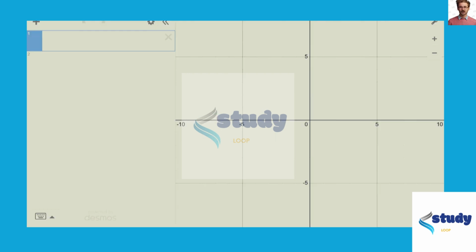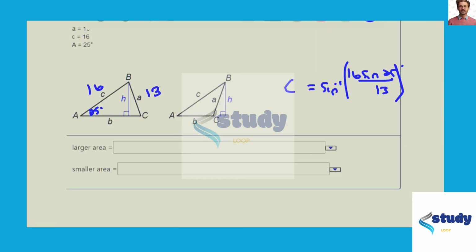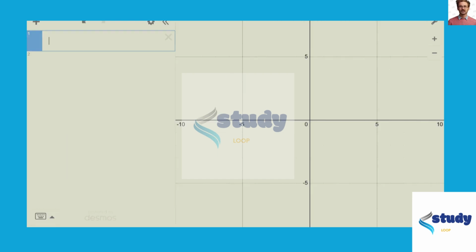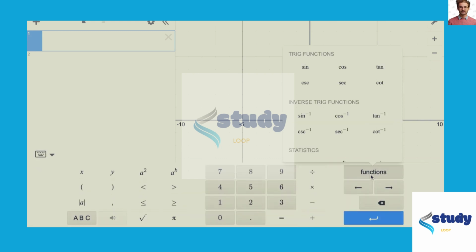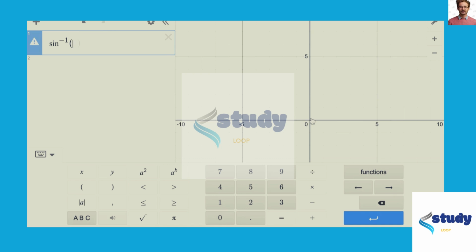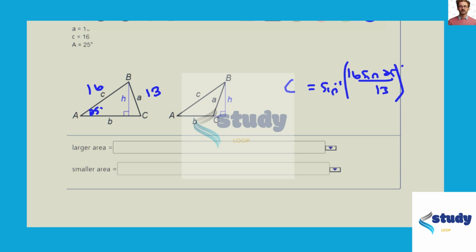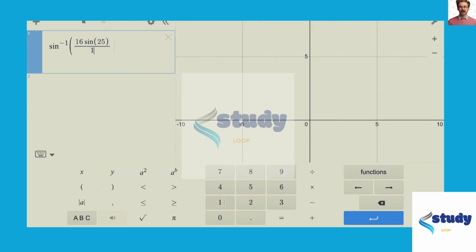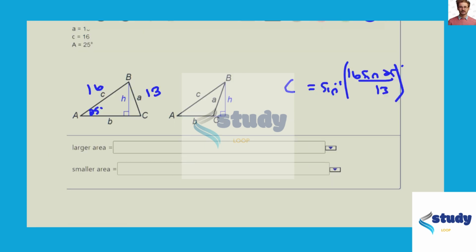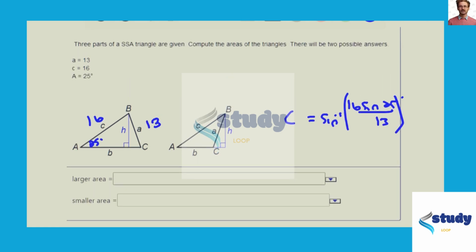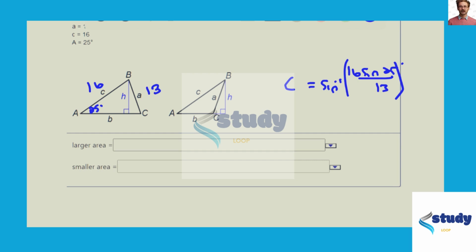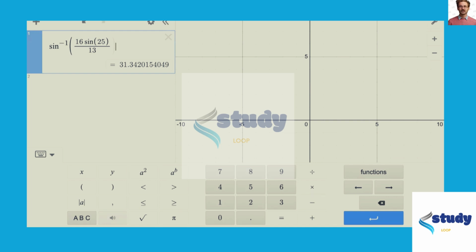In a calculator, make sure you're in degree mode. And then we can do the inverse sine of 16 sine 25 over 13, which is about 31 point, this round. Doesn't say how around. So we'll say angle C would be about 31.3 degrees.